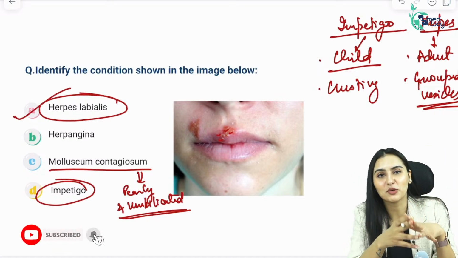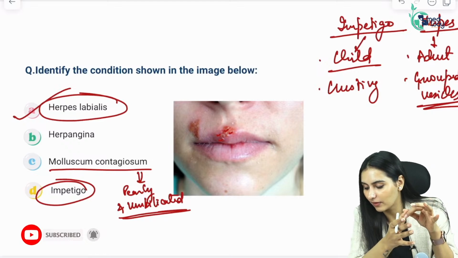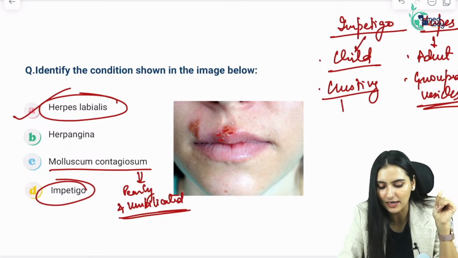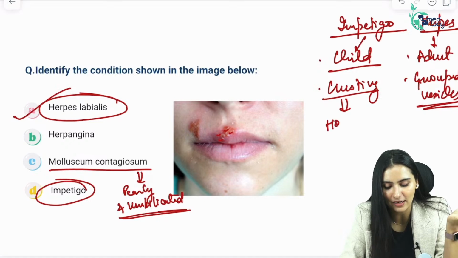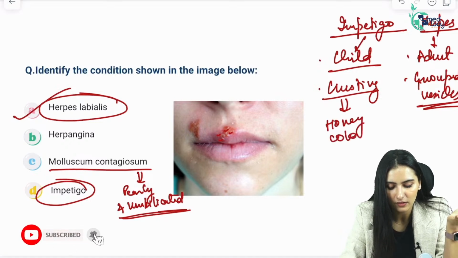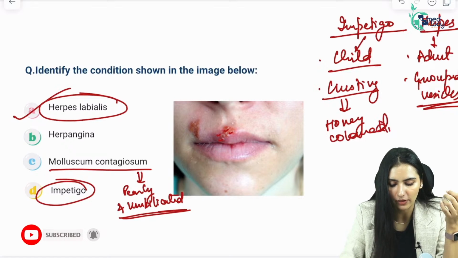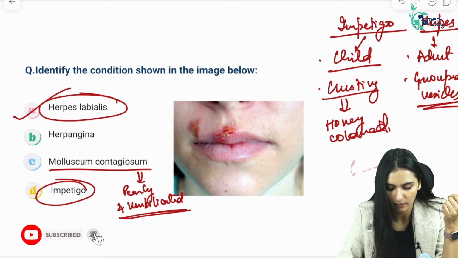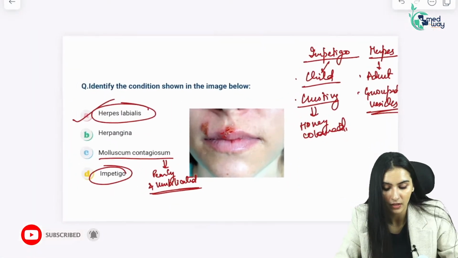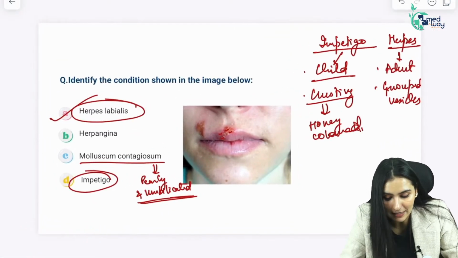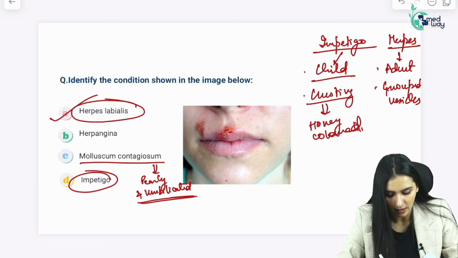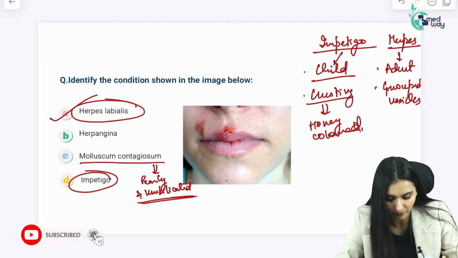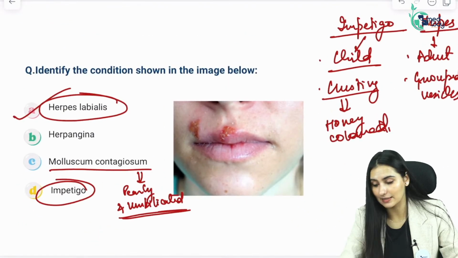I know images in dermatology can be a little confusing. Yes, that crusting is a honey colored crust. Somebody has answered that. Yes, I have already explained that to you. Honey colored, orangish brown crust. You get the gist. So if these are grouped vesicles, it is herpes. If there is mainly crusting, that is impetigo. This is herpes labialis.